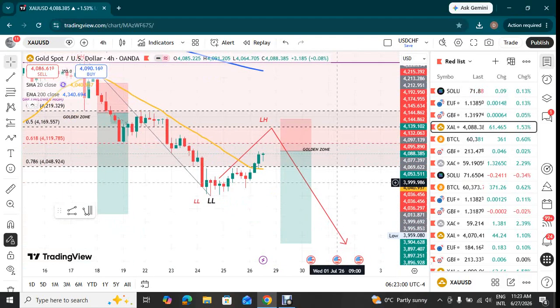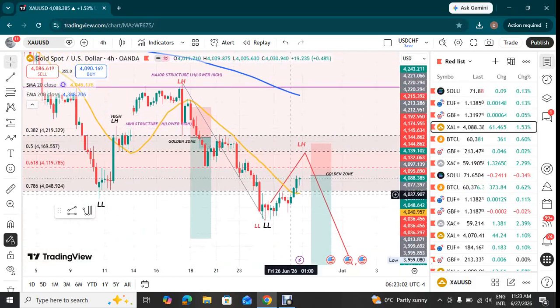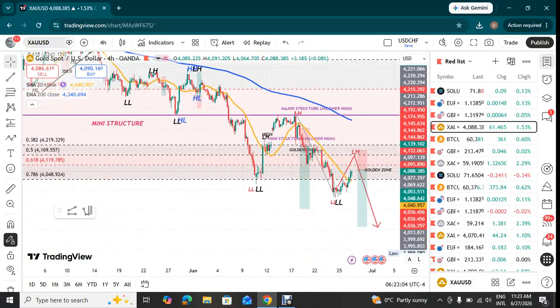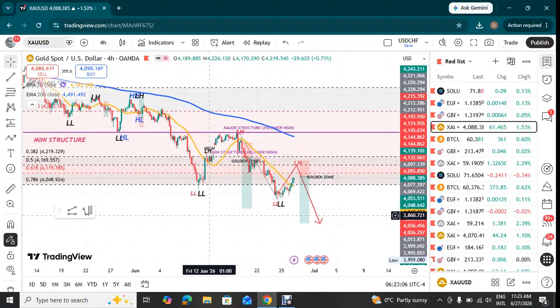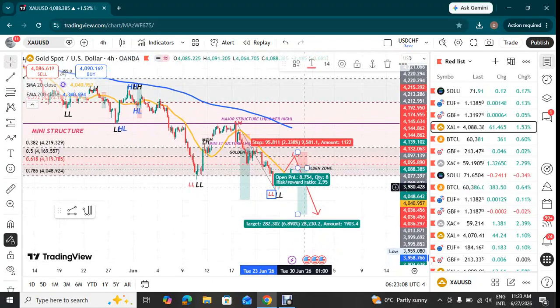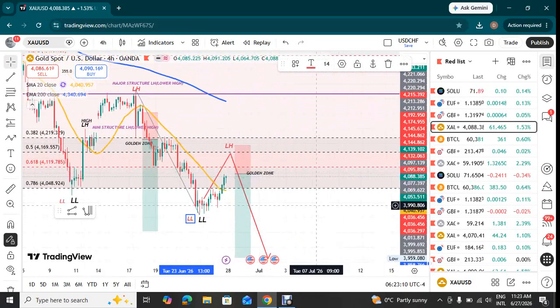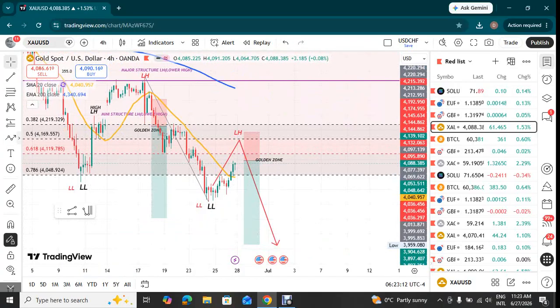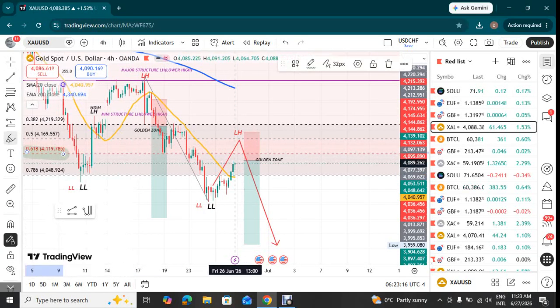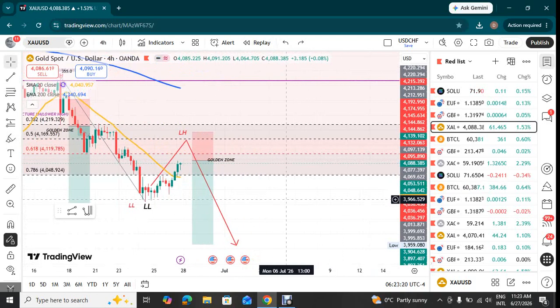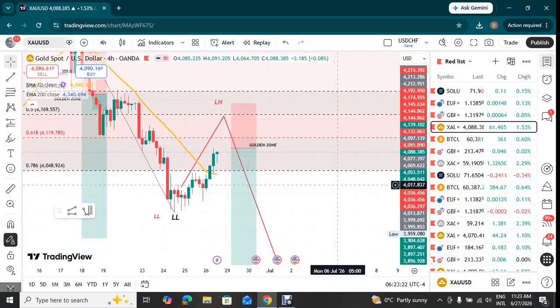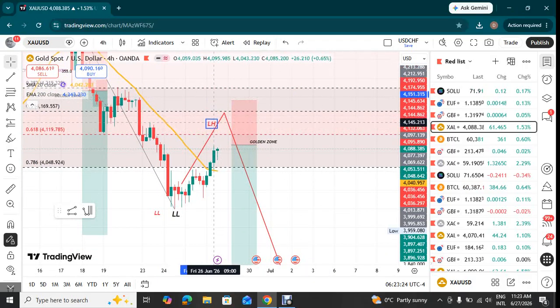So on gold, we're still very much in the 4 hours time frame, and gold has been bearish for a while now. You can see we have a lower low here, and now we want to see price come into the 0.618 area, which is this level here, and you can see price is already going towards that level. Let me zoom in so you can see clearly. The lower high is going to be here.